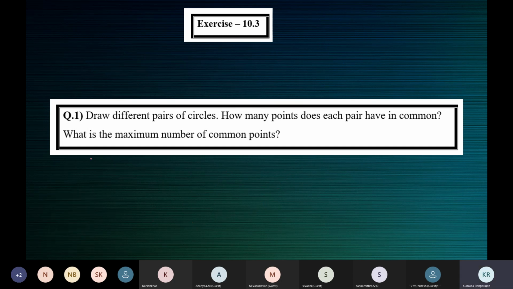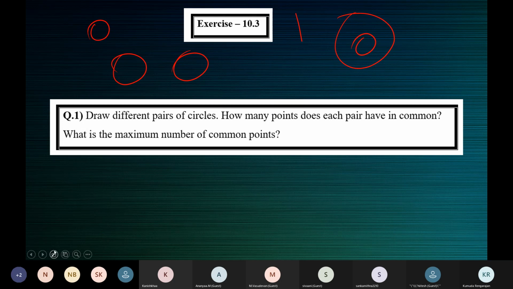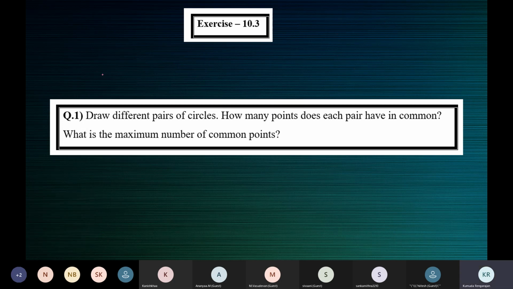Now, let's draw pairs of circles that have 2 points. We saw pairs of circles that have no point in common. We saw pairs of circles that have 1 point in common. No point in common is like this, or like this. Exactly one point in common are touching circles. So one circle and another circle inside it like this, or one circle and another circle outside it like this. Touch. This is the point in common.